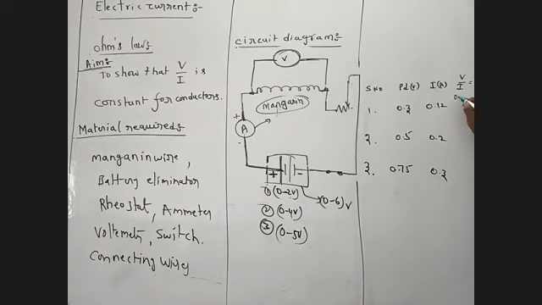So this is 0.3 by 0.12, which is 2.5. This is 0.5 by 0.2, which is also 2.5. And 0.75 by 0.3, this is also 2.5. Voltage by current is constant.